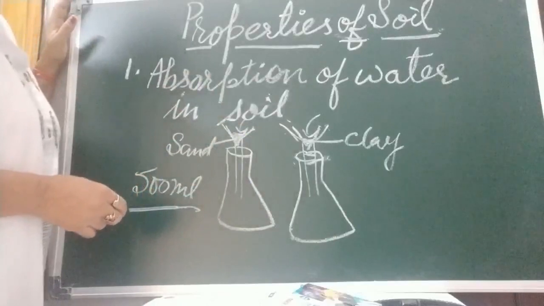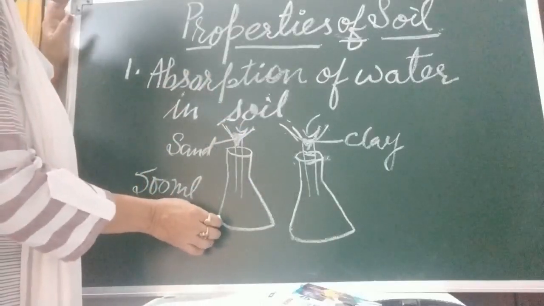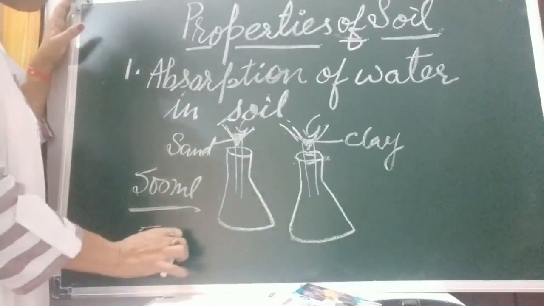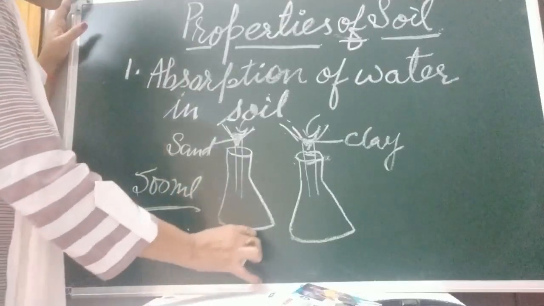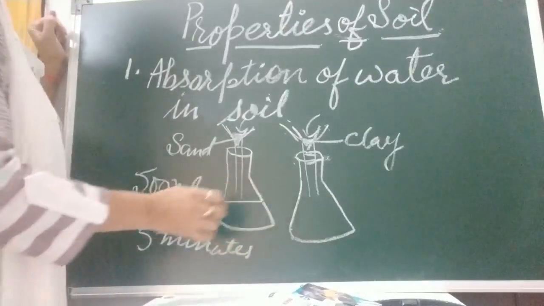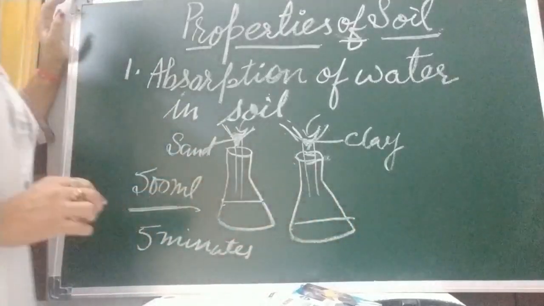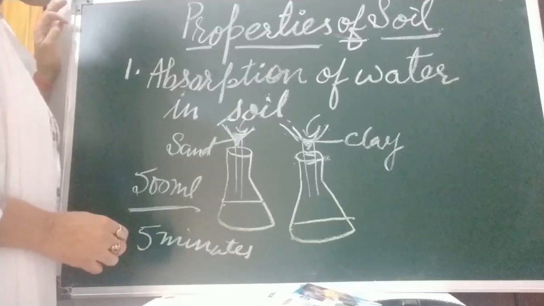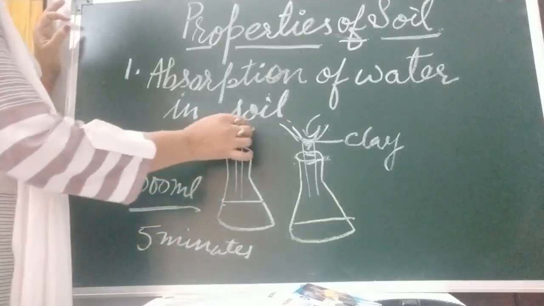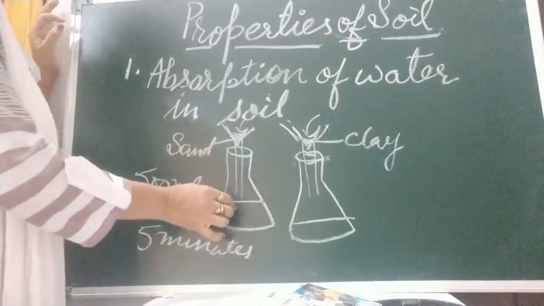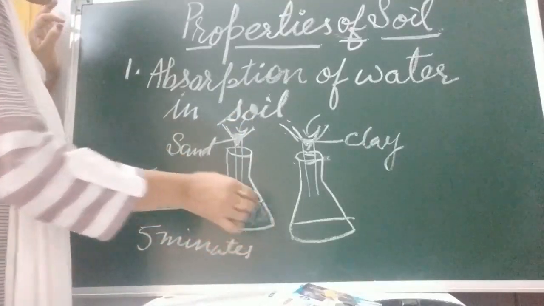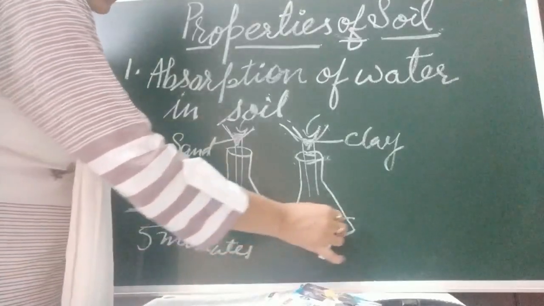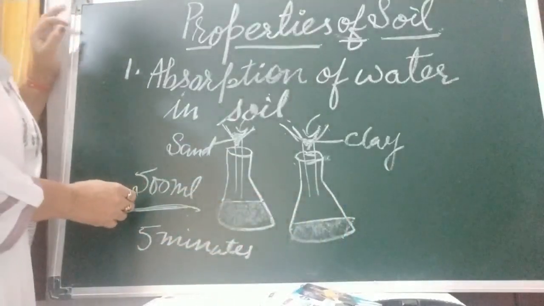Observe and note down the amount of water collected in each flask in 5 minutes. Your time is how much? 5 minutes. In 5 minutes, we will find how much water is collected here and how much is here. And after that, what we will do? Initial amount we have poured how much? 500. After 5 minutes, here how much is collected? We will subtract it from this 500. And how much is collected here? We will subtract from 500.